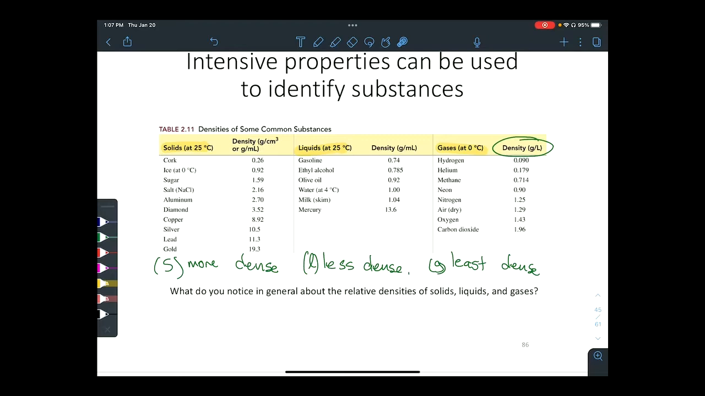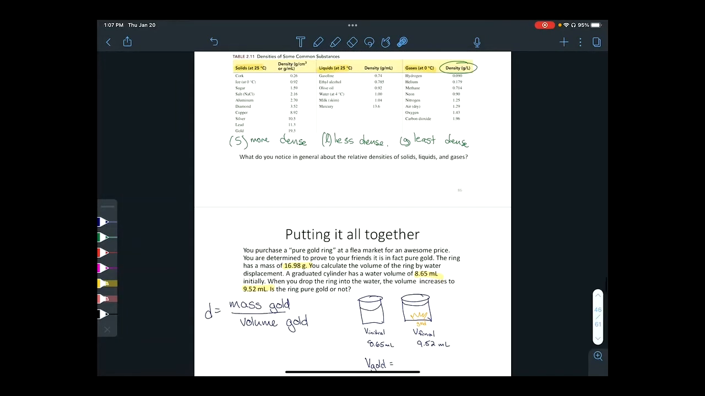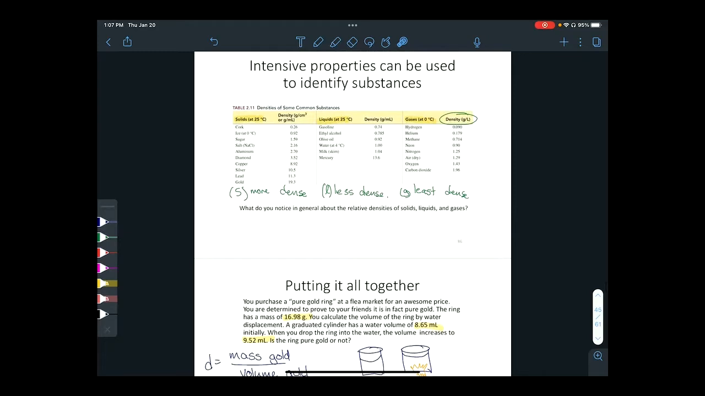And we can think about that in terms of particles, right? And I think, do I talk about that? Not yet. When we think about the particulate level of solids, liquids, and gases.